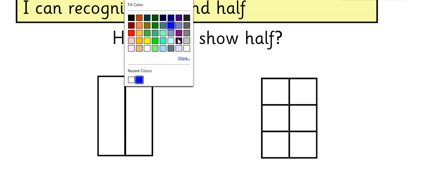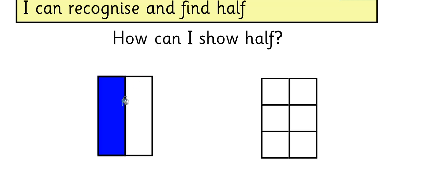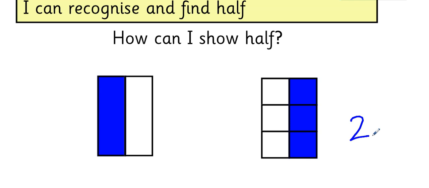Okay, the first part's easy. Here is half. How many squares do I need to colour in so that this shape shows half? 1, 2, 3. I can see by looking at this one, I've coloured in half. You could have coloured in the other half, like this, because the blue and the white are equal. 2 equal parts, and one of them is blue. Half of this shape is blue.